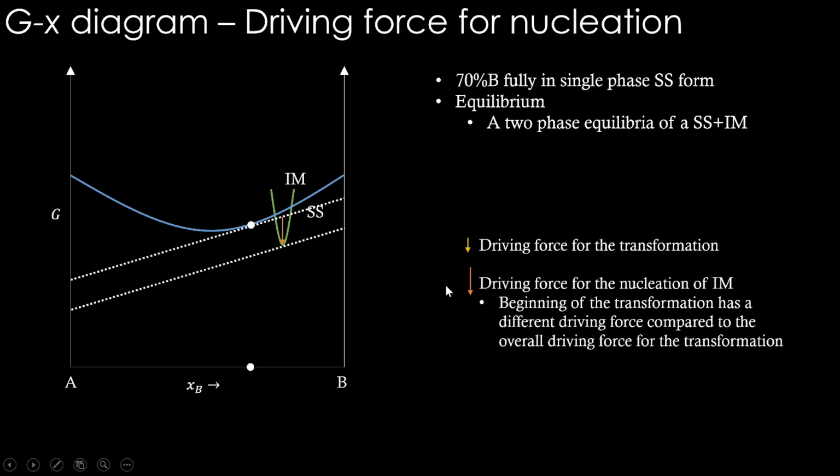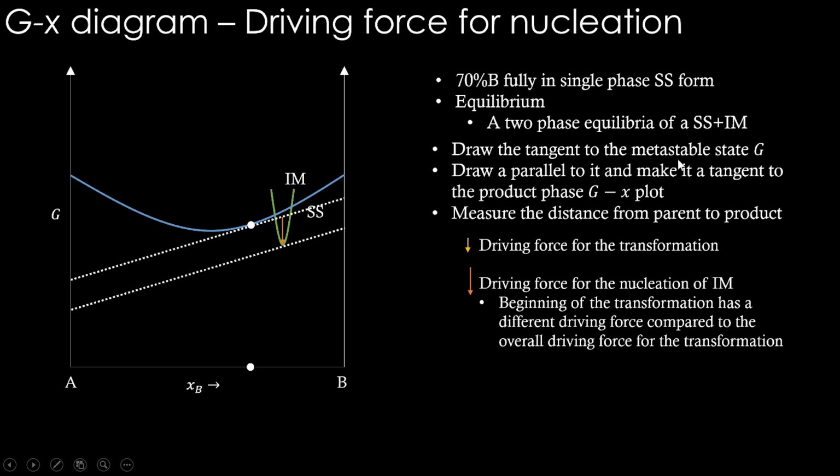So what procedure do we follow to get this? Draw the tangent to the metastable state G. The metastable state in this case is the single phase solid solution, and then draw a parallel to it and make it a tangent to the product phase Gx plot. So this is going to be the product phase now, the intermetallic phase. The Gx plot of that now has a tangent which is parallel to this line. Then measure the distance from the parent to product, meaning from here to here. That's how we calculate the driving force for nucleation.